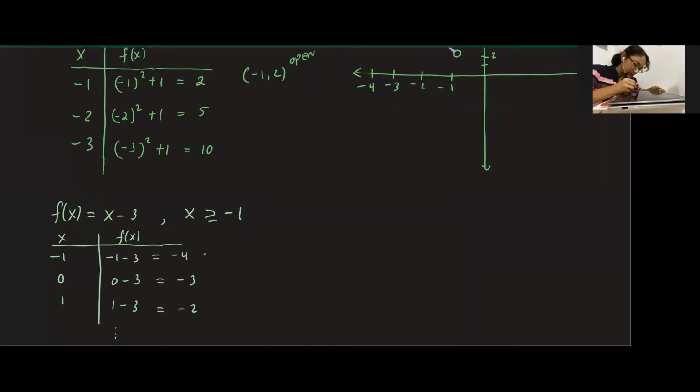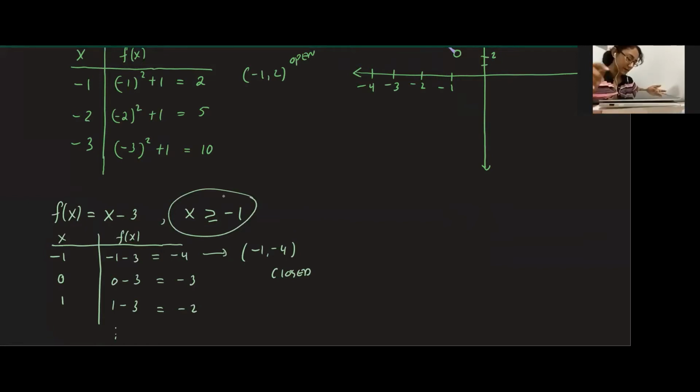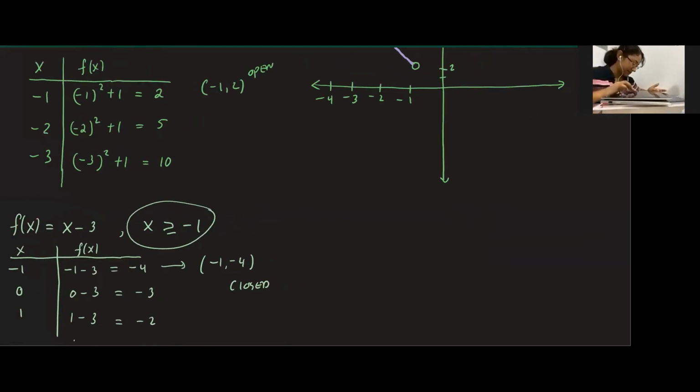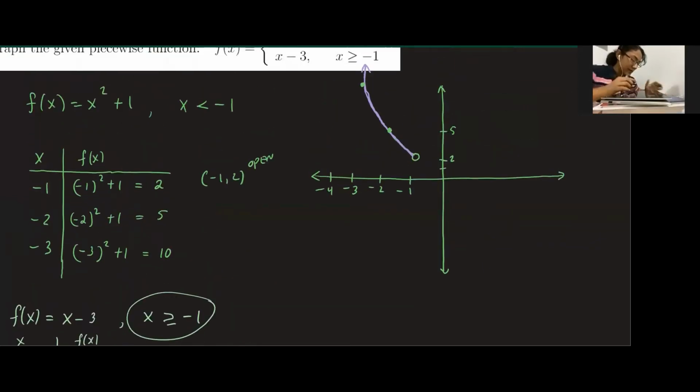Now be careful with this point because this is the endpoint, -1, -4. This point is going to be a closed circle because the inequality is greater than or equal to, so we make sure we shade in that circle on the graph. Now let's go to our graph. So we're going to plot these points, -1, -4. So -1, -4, let's suppose it's right here. So then we have this point, and it's closed because it's greater than or equal to.